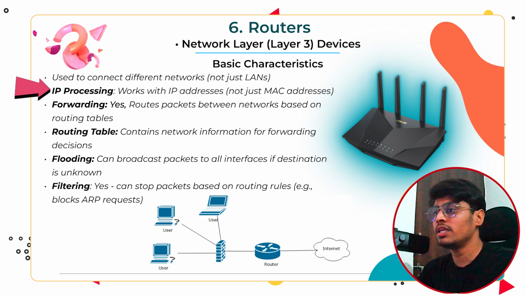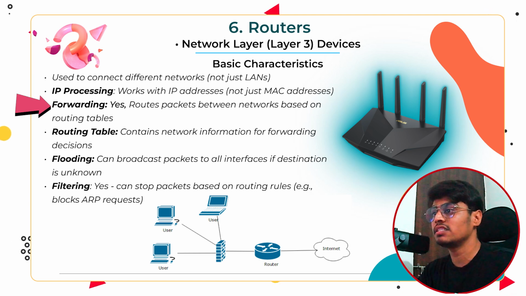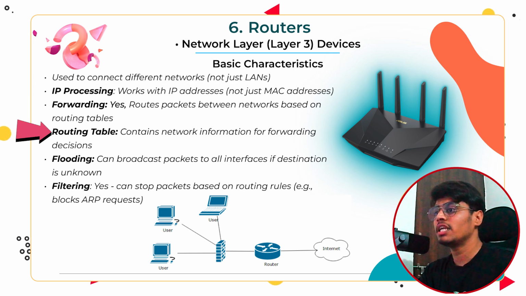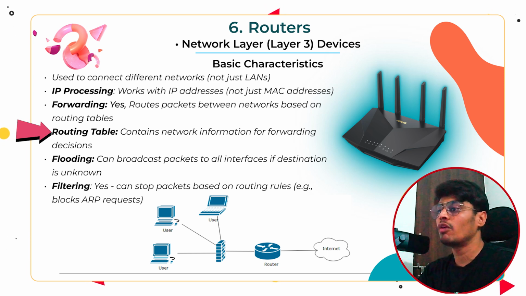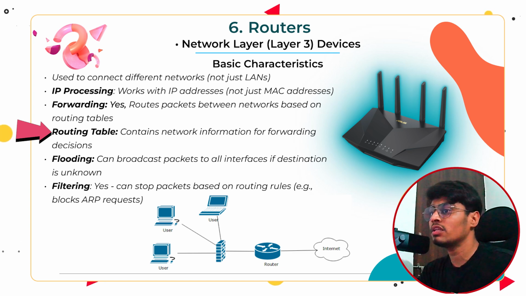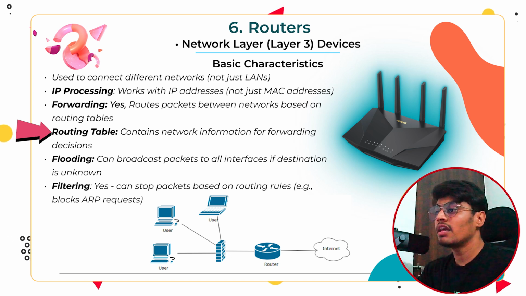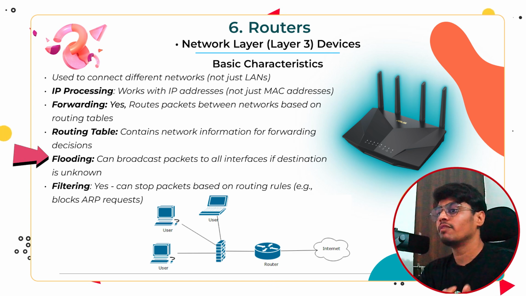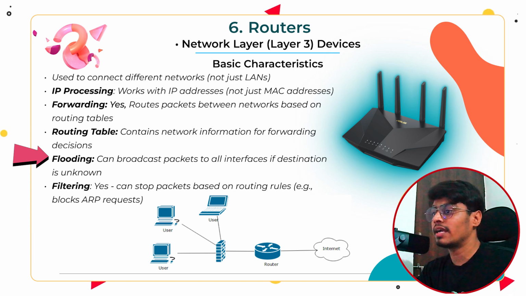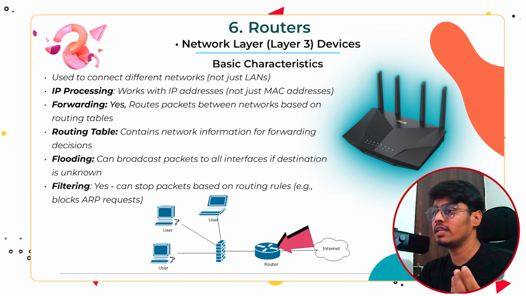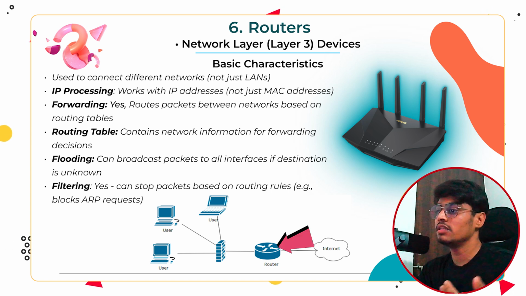The next important point is forwarding. When a packet reaches the router, will the router forward this packet? Yes, it routes packets between networks based on routing tables. A routing table means it maintains information about which network is connected where. If the router is unable to decide the direction in which the packets should be sent, then what does it do? Flooding, meaning sending in all directions, a kind of broadcasting. It can send the packets in all directions. This is an important point.